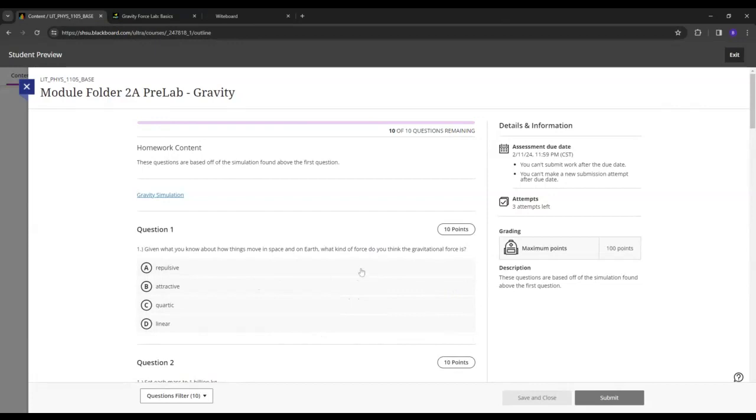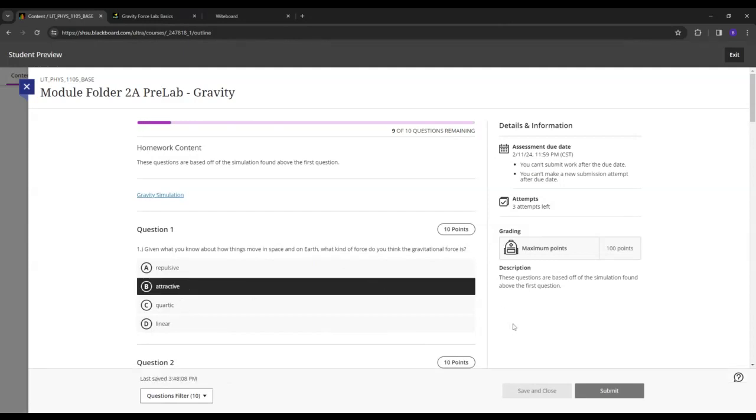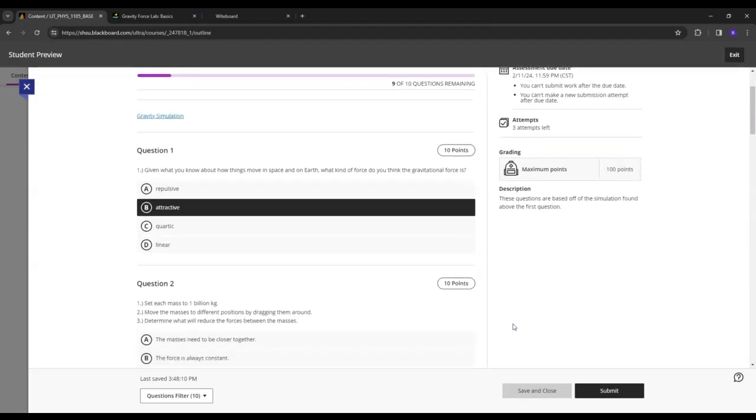Okay, so given what we know about how gravity works, if you throw something in the air, the Earth is going to pull it back down. So we're going to have an attractive force. Gravity wants to bring things closer together. If gravity would push things further apart, then nothing would ever stick. We'd have no solid objects, and the universe wouldn't exist. So very important that that's an attractive force.